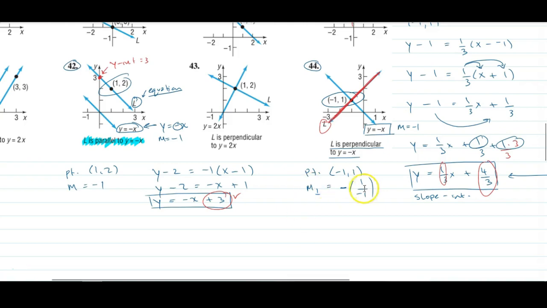Right? See how I said that? You always put a negative, and then you turn their slope over. So when you turn their slope over, you'll actually find that you have two negatives, which will make a positive. So in other words, the slope of your line is going to be a +1, all right?